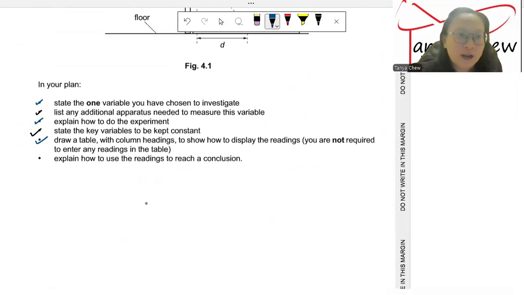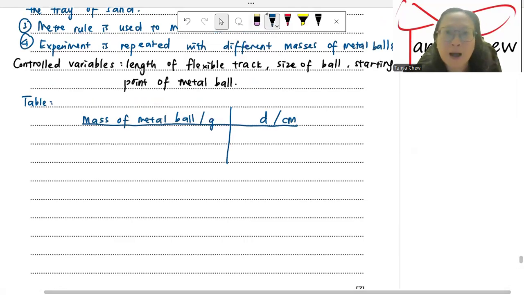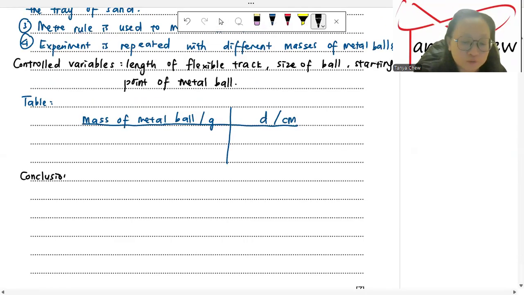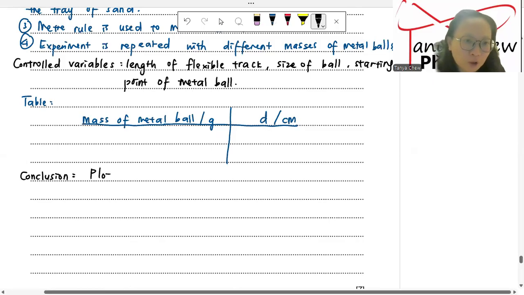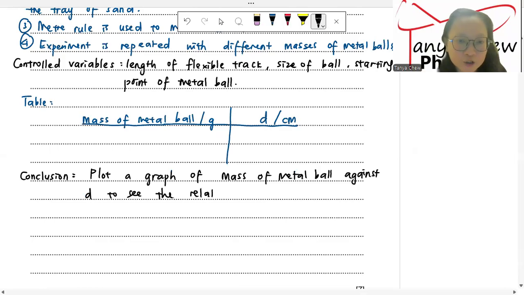And explain how to use the readings to reach a conclusion. The easiest way is to plot a graph of mass of metal ball against d to see the relationship.